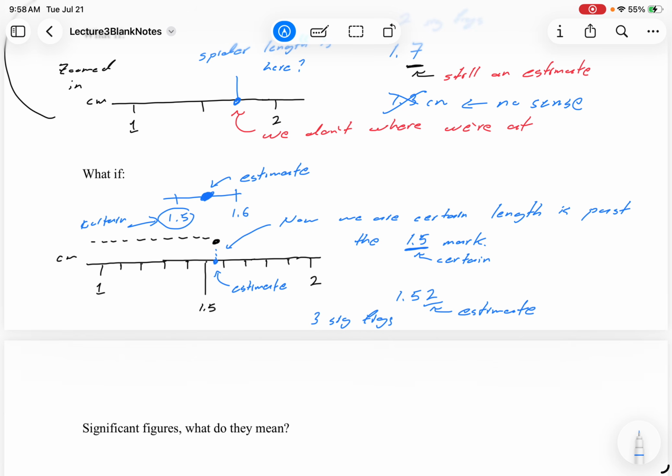No one can disagree about that. But your partner, your professor may disagree. Oh, it's 1.53. No, it's 1.52. No, it's 1.51. They can disagree on that. That's fine. And that is why that is your uncertainty. So you are allowed an uncertainty. And in this case, I am going to say that is 1.52.